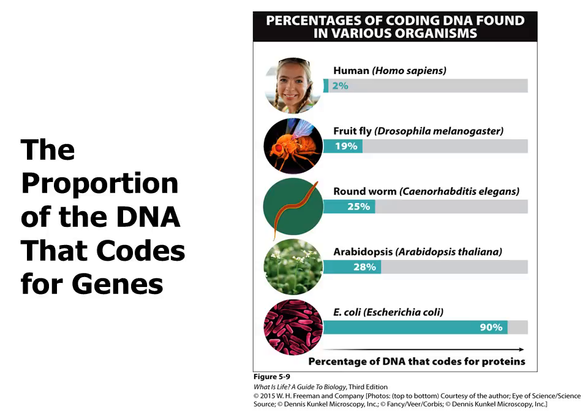Bacteria and viruses tend to have very little non-coding DNA, with genes making up 90% or more of their DNA. So E. coli is a bacteria. You can see that 90% of the DNA found there is coding for genes.